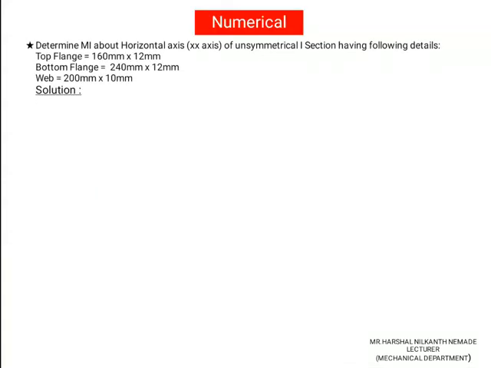Numerical. We will solve one numerical based on the formulas which are shown on the previous slide. Determine the moment of inertia about horizontal axis of unsymmetrical I section having following details: top flange 160 mm into 12 mm, bottom flange 240 mm into 12 mm, web 200 mm into 10 mm.